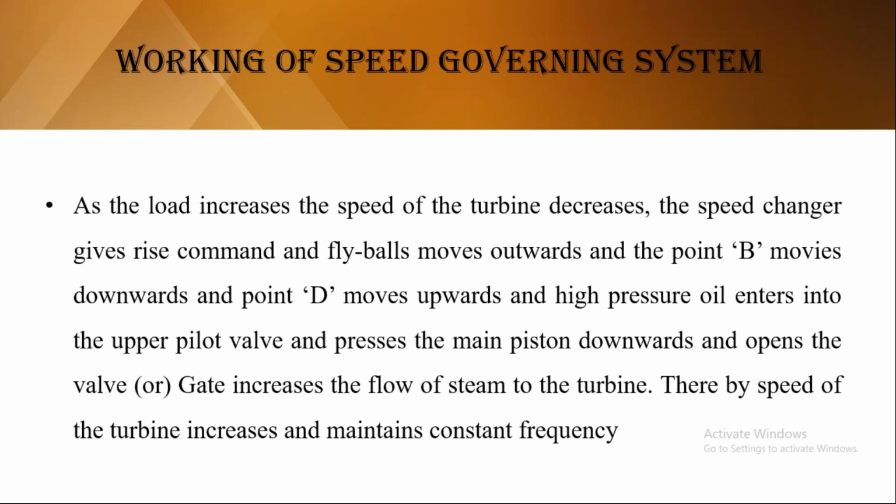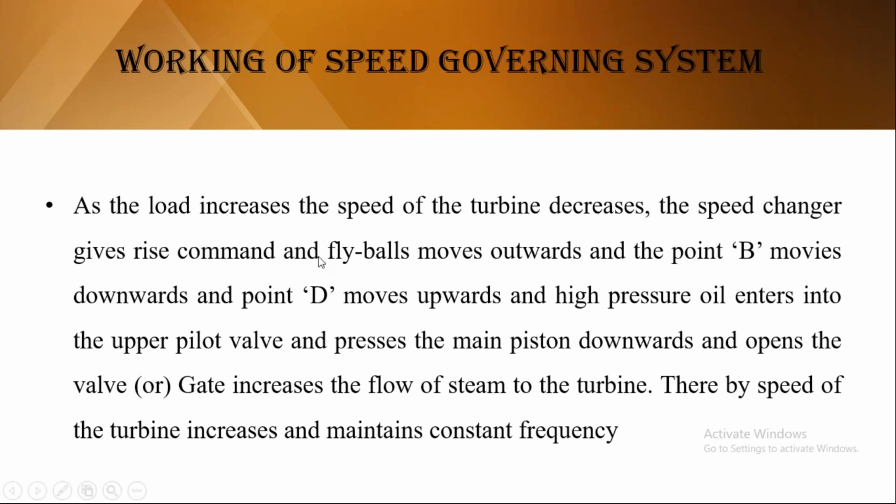So to maintain constant speed, we have to give more input to the turbine; only then does it regain its speed. When the load increases, the speed of the turbine is reduced. At that condition, by using the speed changer, we give the command, then the fly ball moves outwards. If the fly ball moves outward, that is, expands, point B moves downwards. Based on the linkage mechanism, we can increase the speed of the turbine.